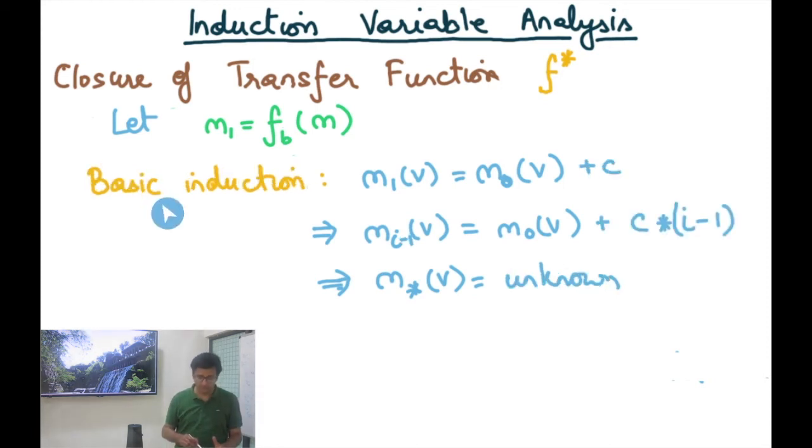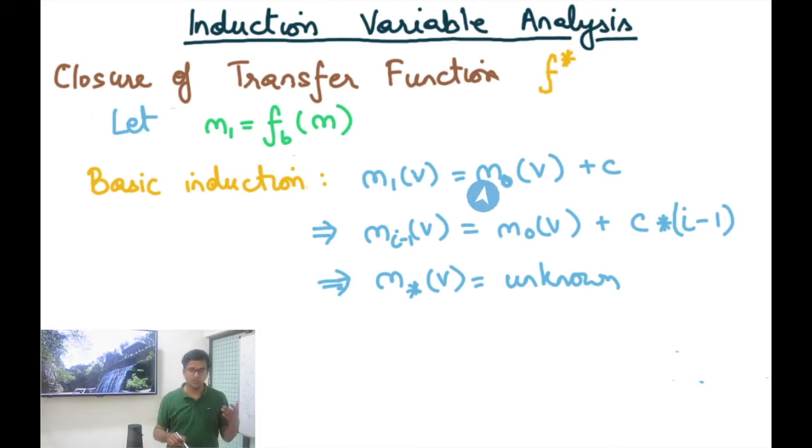Now, that was the loop invariant variable case. What if m1v equals m0v plus some constant c? These types of variables are called basic induction variables. The reason they are called basic induction variables is because there is no multiplier to m0.